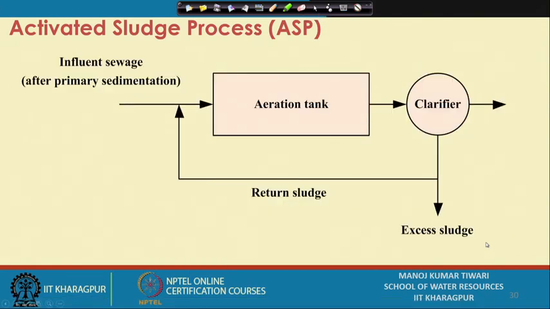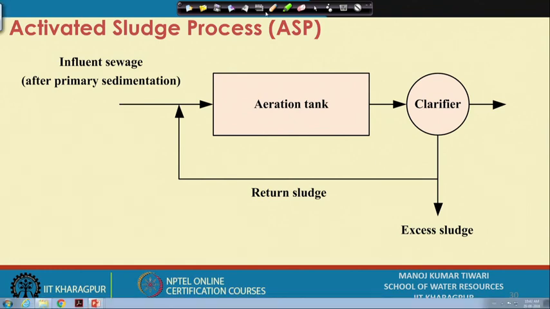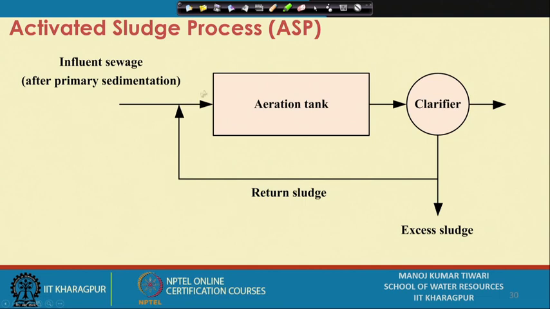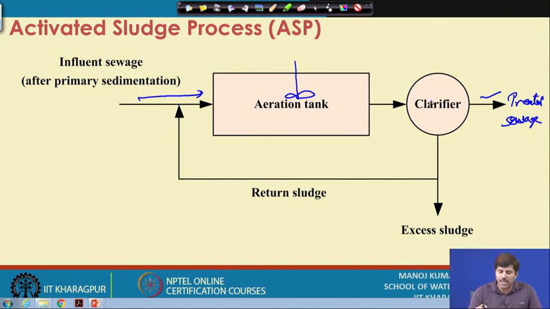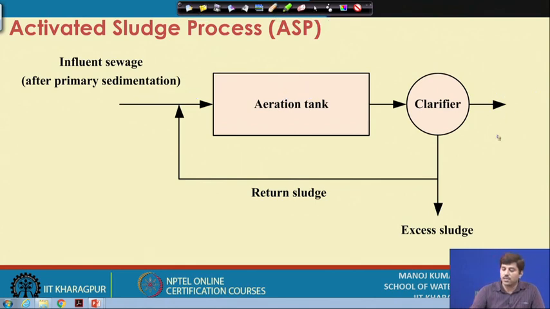If we see the more conceptual diagram, we will have influent sewage after primary sedimentation coming into an aerator system, and then there is an aeration tank where the mixing, aeration and oxygen supply takes place. It goes to a clarifier. From the clarifier, the effluent, this is your treated water or treated sewage. Treated means treated from this unit, not entirely treated. So you can say effluent instead of treated sewage. This is your effluent.